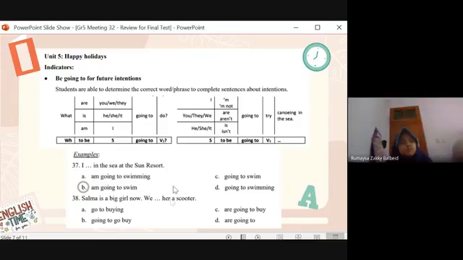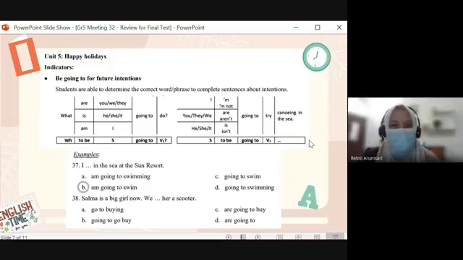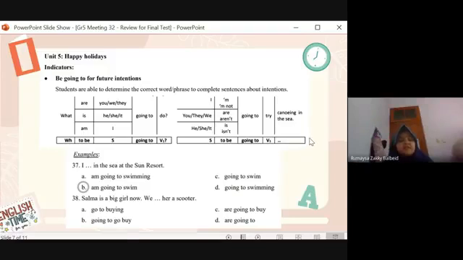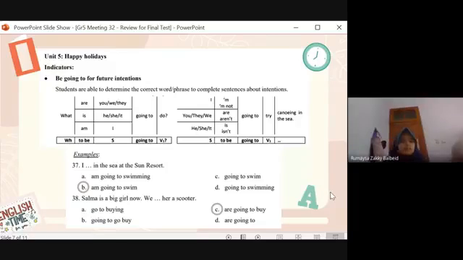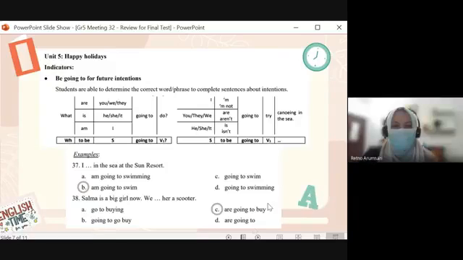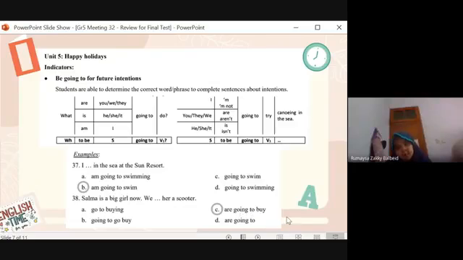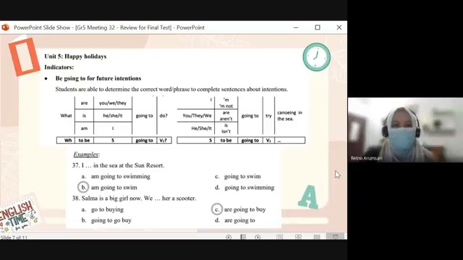Number 32. Salma is a big girl now. We blah blah blah her a scooter. C. Yes, if we are following the formula, the answer is this. We are going to buy her a scooter. Subject plus to be plus going plus to plus verb 1. Okay? That's be going to for future intentions.